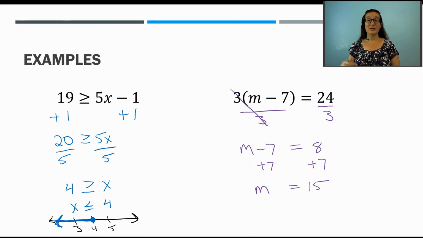Okay. So those are equations and inequalities, just 2 steps. That's all there is to it.